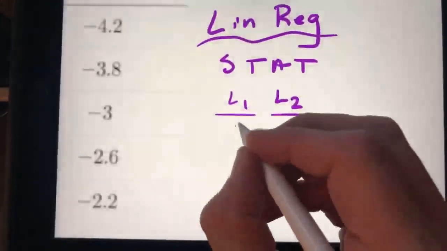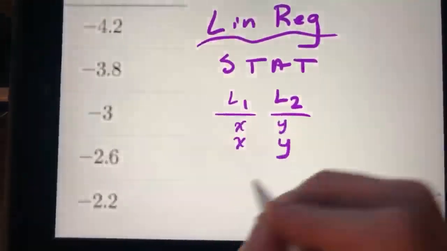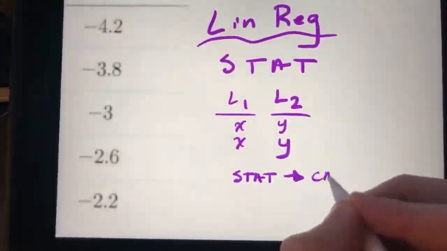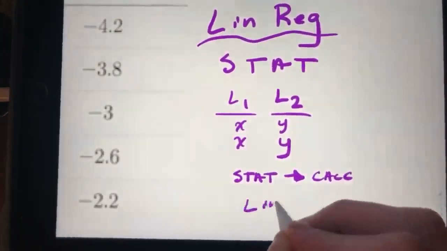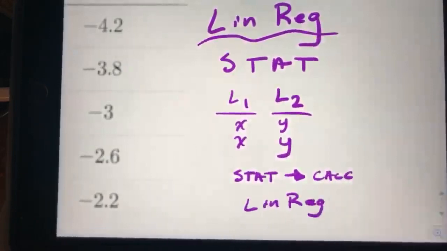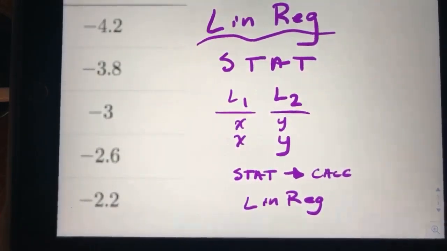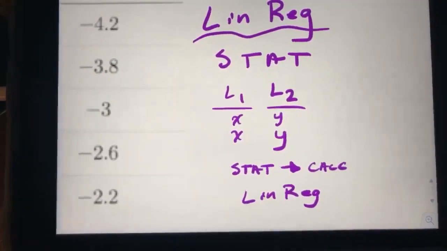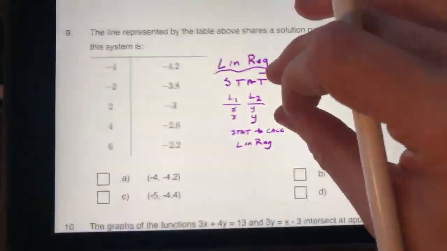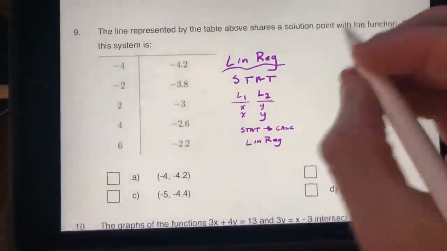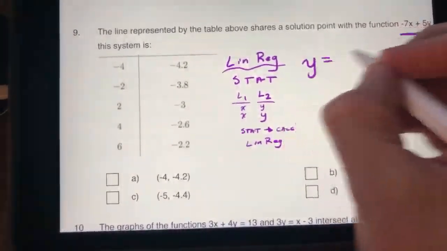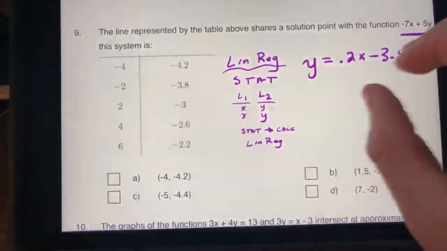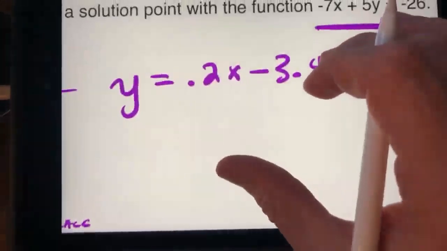So after you enter in your X and Y values, at least 2 of them, you're gonna hit Stat again, go over to Calc, you want LinReg. This is an important one. Obviously, you could probably imagine if I'm going over this, not just on the review sheet, but on quizzes as well, it's probably gonna be something that you're gonna see.